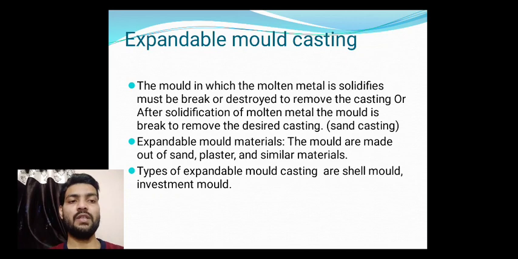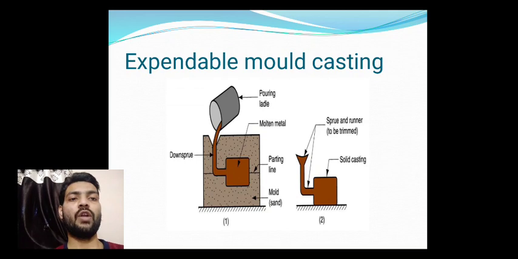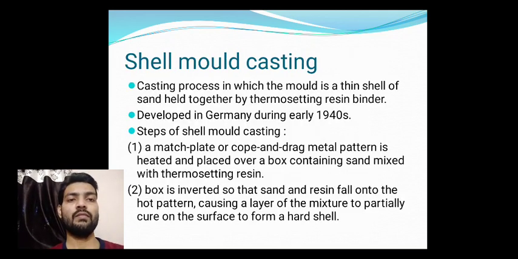Expendable mold material. The molds are made of sand, plaster of Paris and similar materials. Types of expendable mold casting are shell mold casting and investment mold casting. These are the casting techniques. Figure of expendable mold casting. Shell mold casting. In shell mold casting, we have to make a shell mold. Then the casting process takes place.